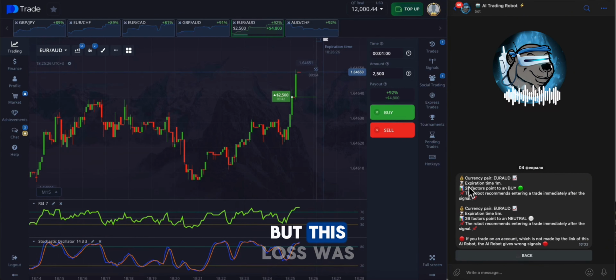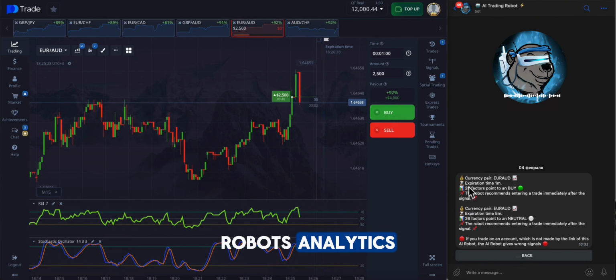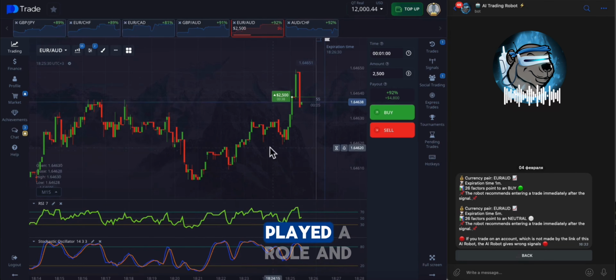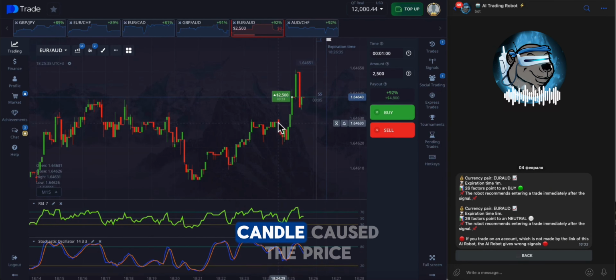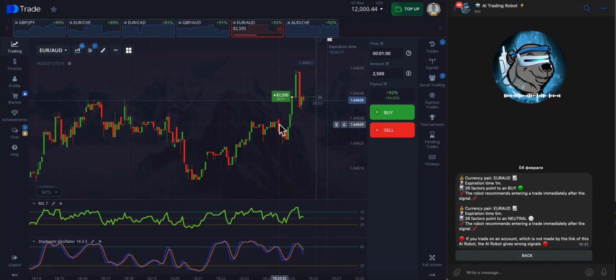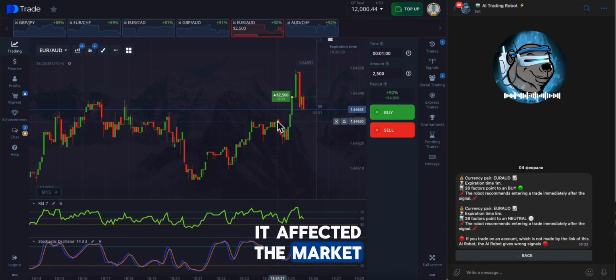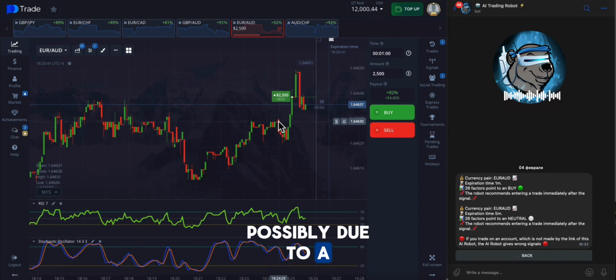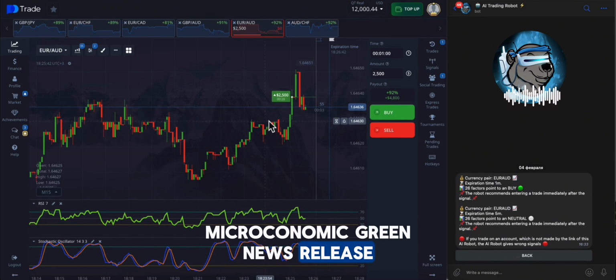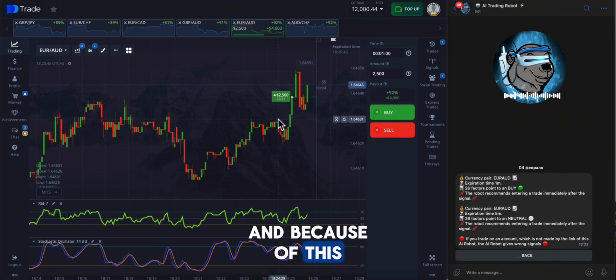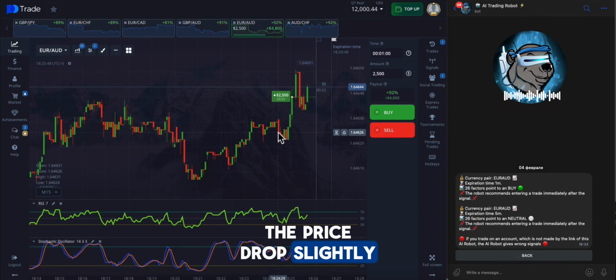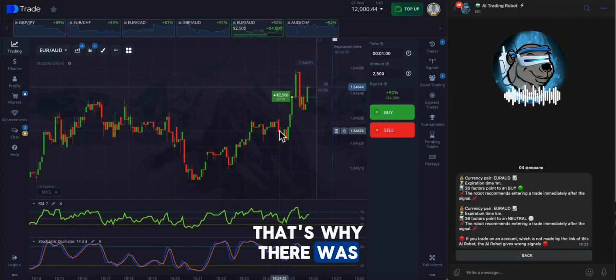But this loss was not related to the robot's analytics. Firstly, the entry point played a role, and secondly, don't forget that this candle caused the price drop. It affected the market, possibly due to a microeconomic news release, or sellers injected a small amount of money, and because of this, the price dropped slightly below our point. That's why there was a loss.